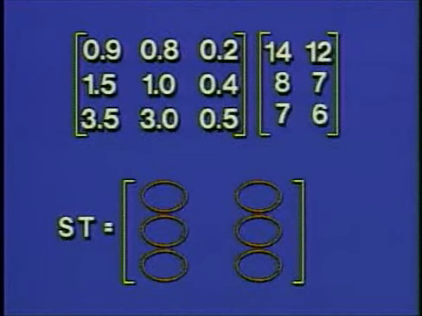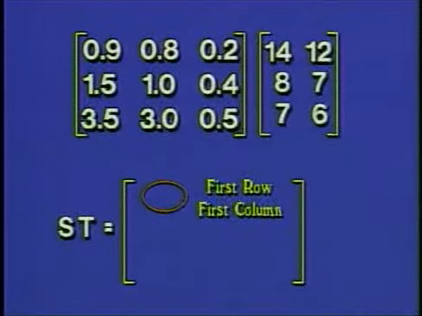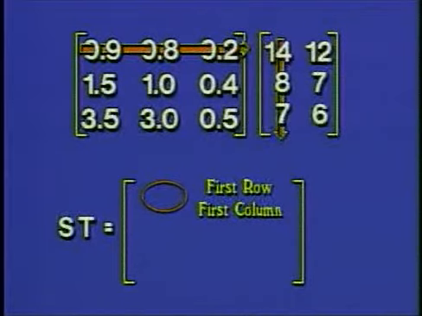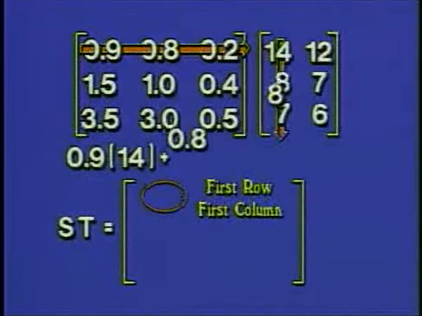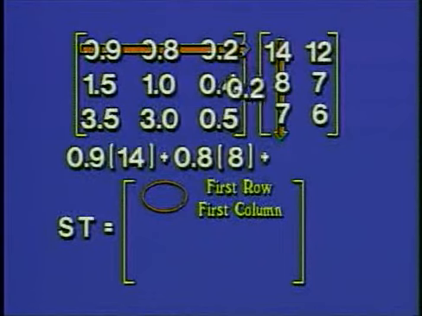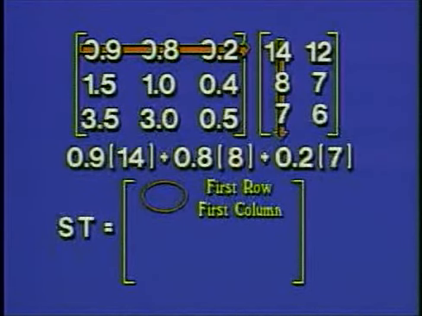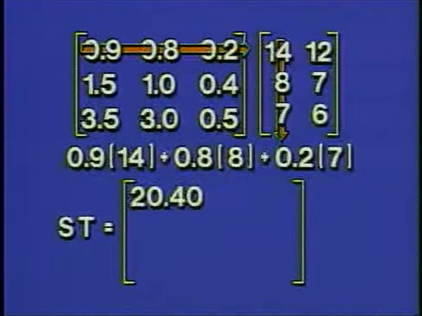Now, for the entry in each position, we look at that entry and we decide what entry that is. Where is its position in ST? This item is in the first row, first column. And what that tells us is that we're going to multiply the entries in the first row of S times the entries in the first column of T. So here we would be multiplying 0.9 times 14, and then adding 0.8 times 8, and then 2/10 times 7. The result then is 20 and 4/10, or 20 and 40 hundredths for that entry.